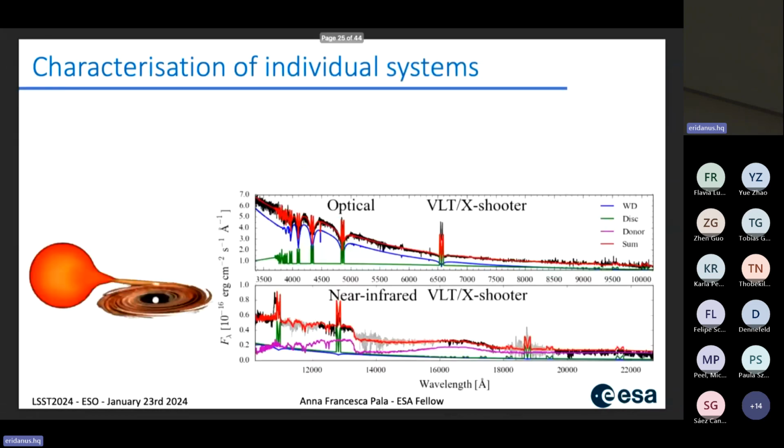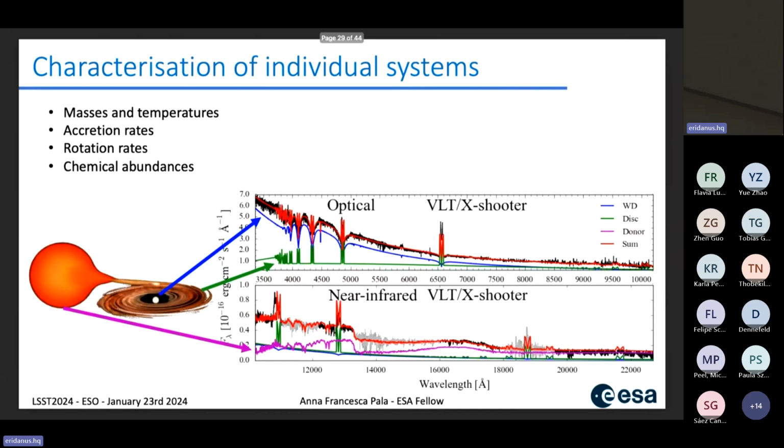And finally, I just want to mention that we will also have the opportunity to characterize single systems. This can be done with spectroscopic fits. So here you have an example of an X-shooter spectrum. And you can see that in red is the best fitting model, which is composed of the sum of a white dwarf synthetic model, here in blue, with these Balmer absorption features, an accretion disk with these strong emission lines, and the donor in the near infrared.